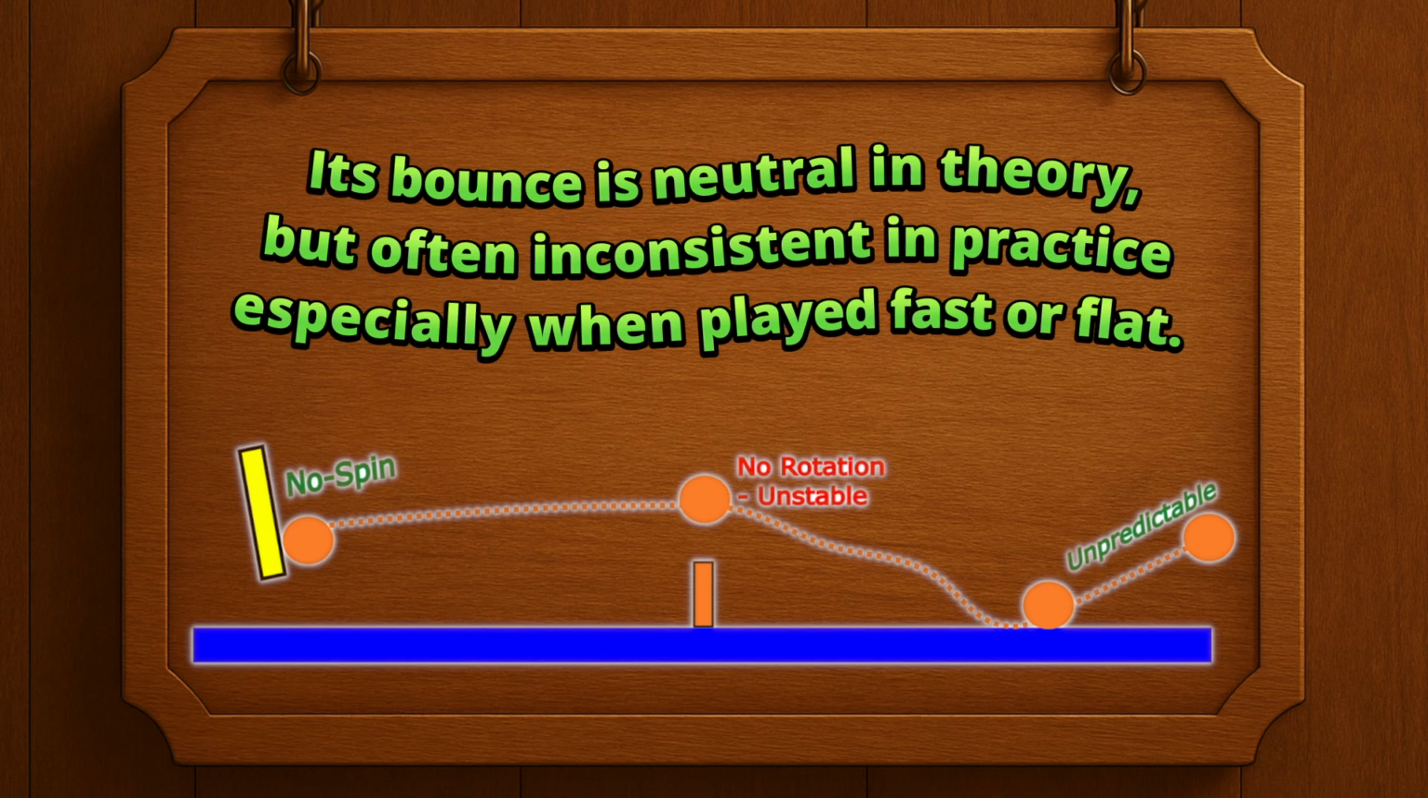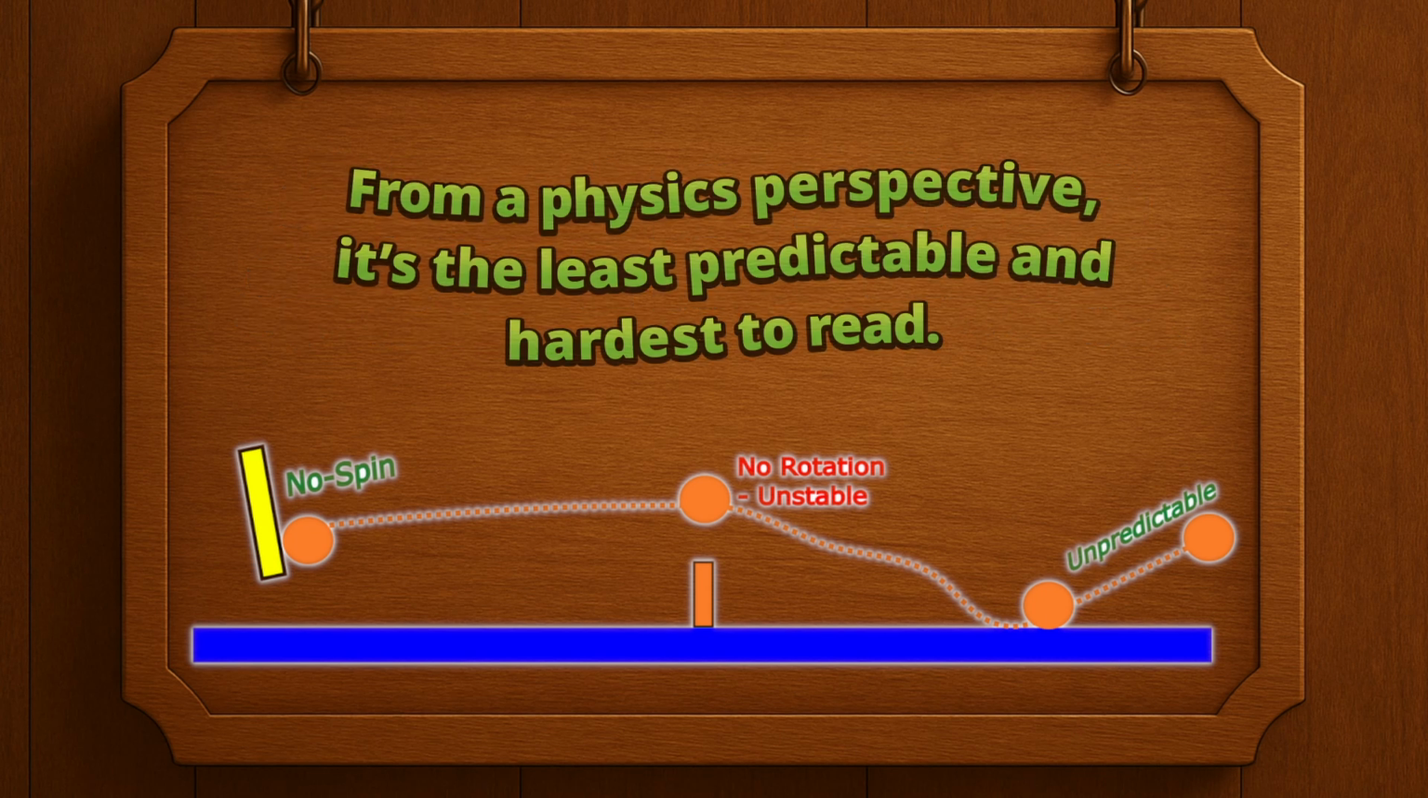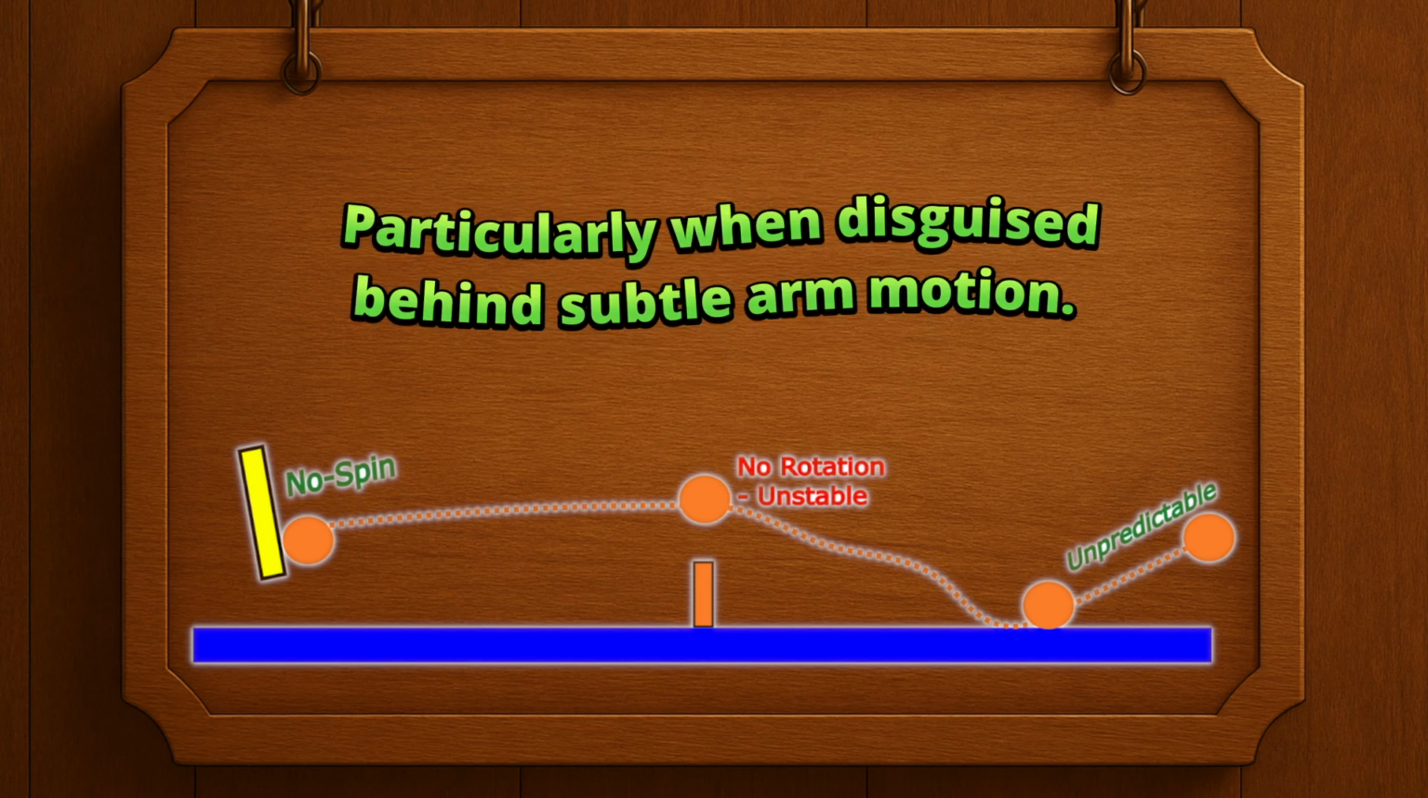Its bounce is neutral in theory, but often inconsistent in practice, especially when played fast or flat. Some no-spin balls skid forward, others stall or bounce awkwardly. From a physics perspective, it's the least predictable and hardest to read, particularly when disguised behind subtle arm motion.